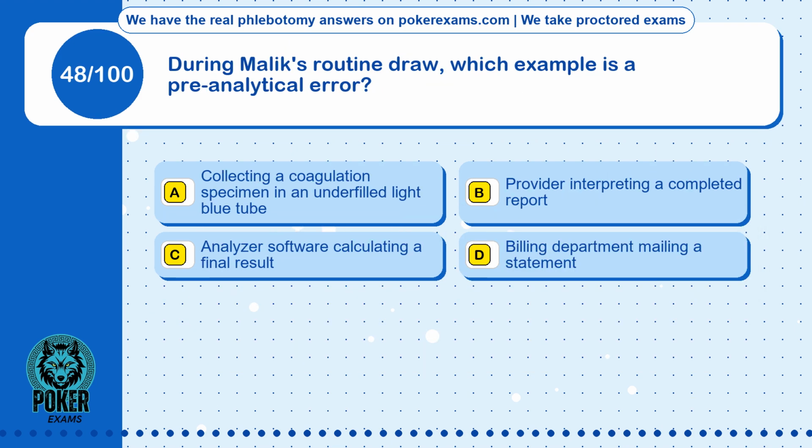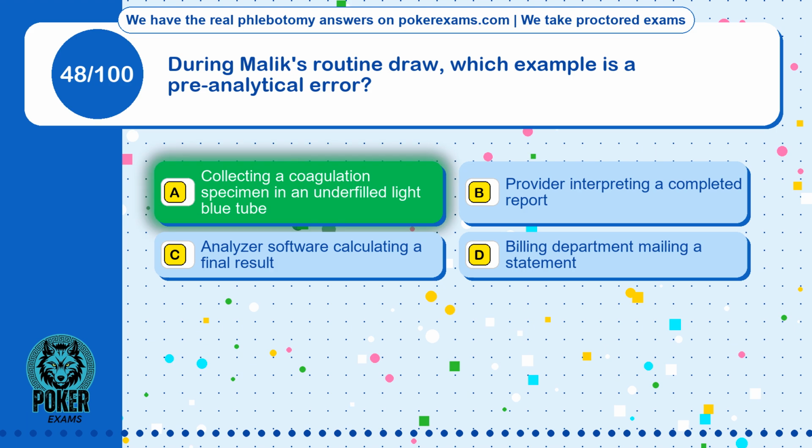Question 48. During Malik's routine draw, which example is a pre-analytical error? Option A. Collecting a coagulation specimen in an underfilled light blue tube. Option B. Provider interpreting a completed report. Option C. Analyzer software calculating a final result. Option D. Billing department mailing a statement.